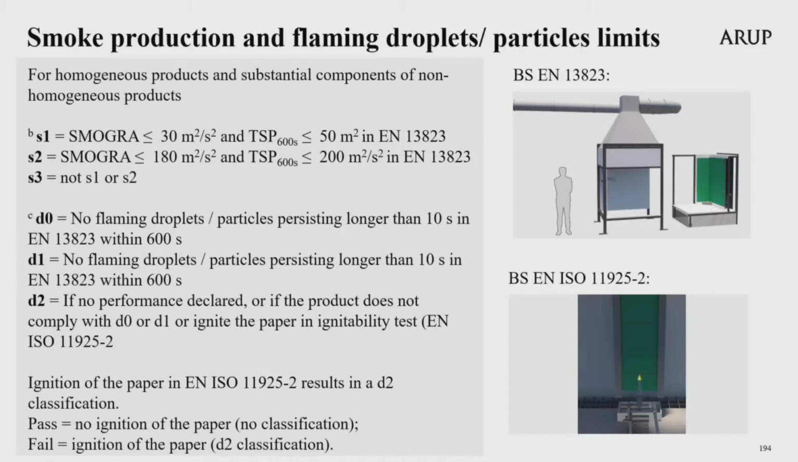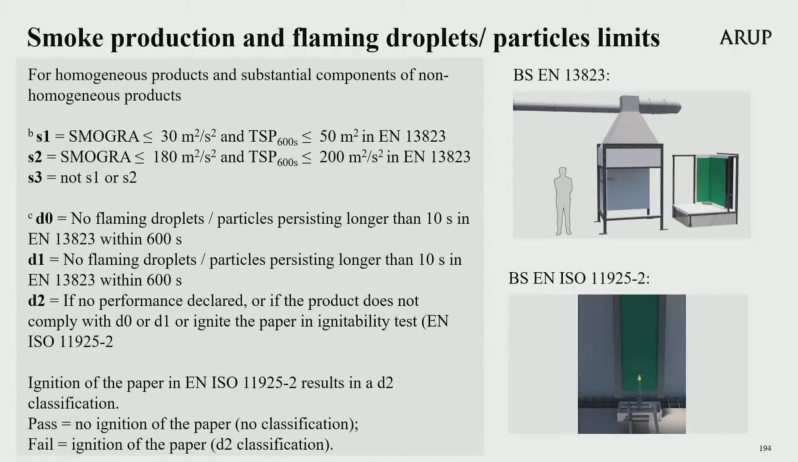Classification S1, S2, S3 for smoke production are deduced from the measuring data obtained in the single burning item test, specifically from the data that produces the smoke growth rate, or SMOGRA. Classifications D0, D1 and D2 for flaming droplets and particles are deduced from observations of flaming droplets and particles in the single flame source test and the single burning item tests.